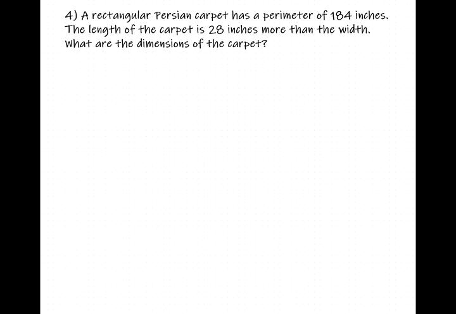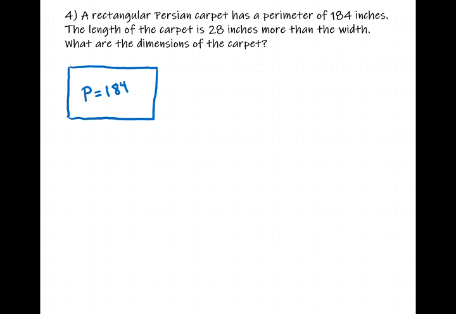Okay, so let's just sketch the carpet. We'll just draw a basic rectangle to represent this carpet. And we know the perimeter, that's given in the problem: a rectangular Persian carpet has a perimeter of 184 inches. That means the four sides together, when added up, give you 184.